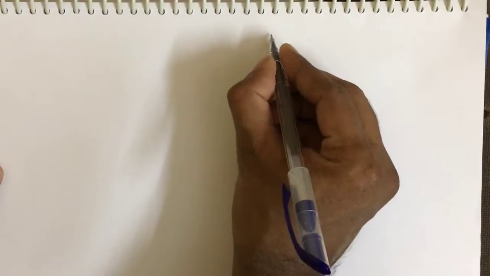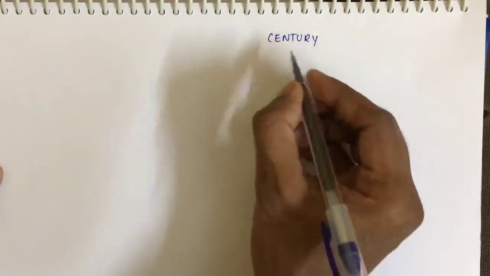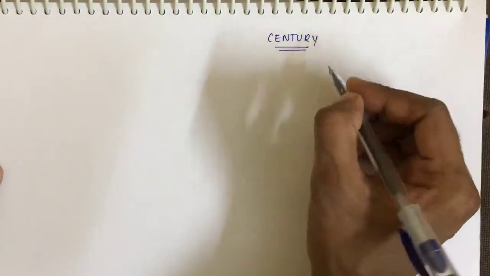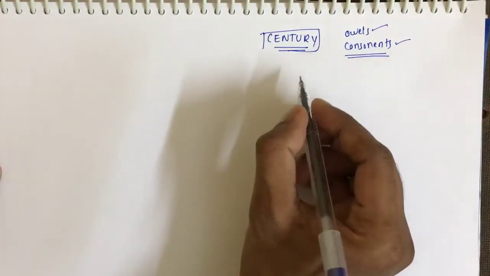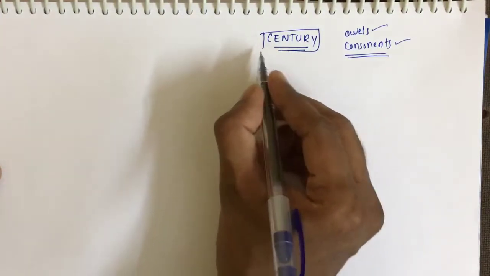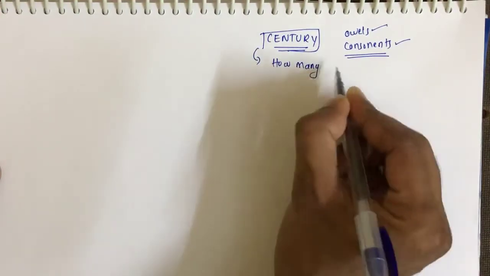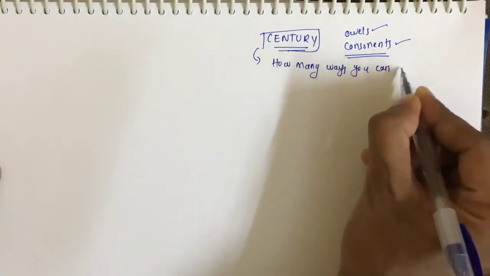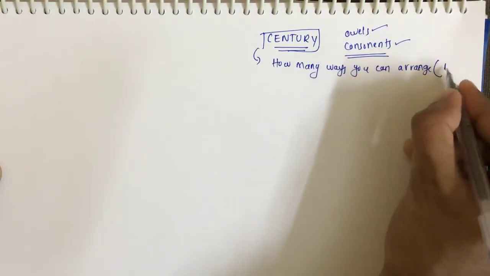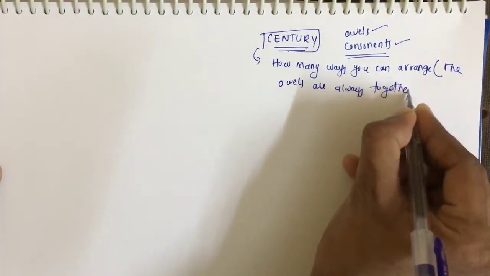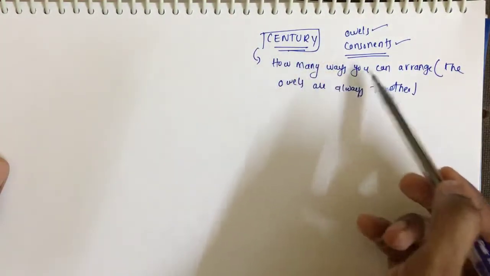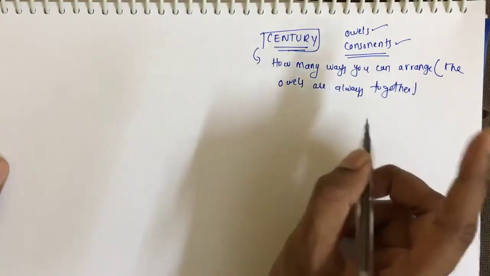Then now we'll take another question. In the word century, this is a different kind of question. In this question they may ask about the vowels and consonants. They can give some word and talk about vowels and consonants. So the question they may ask is like this: in the word century, how many ways can you arrange, and the condition is that the vowels are always together. So the word century is given. They are asking how many ways you can arrange the word century. The condition is that the vowels should always be together.